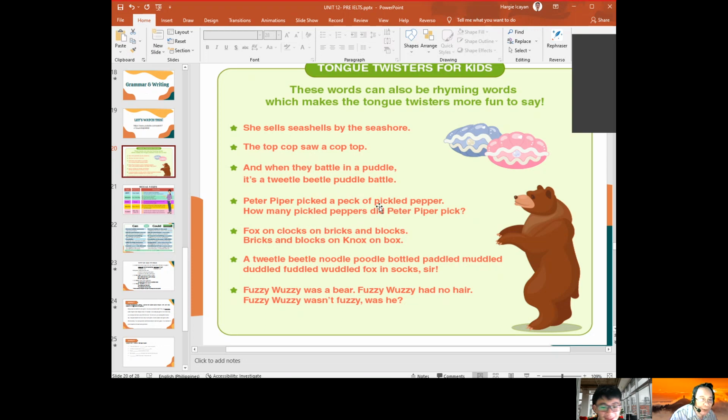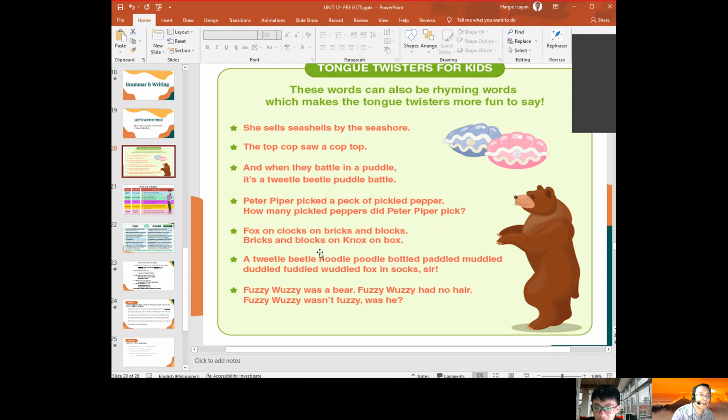Okay, can you say this one again? Pickled. Yeah, pickled. Okay. So can you repeat it again? Peter Piper picked a peck of pickled pepper. How many pickled peppers did Peter Piper pick? Okay, that's good. Fork on clothes on wrist and blocks.